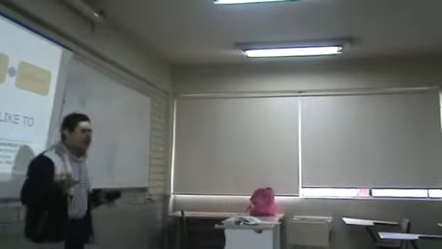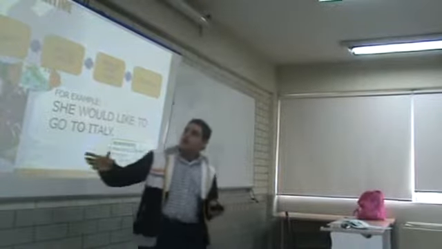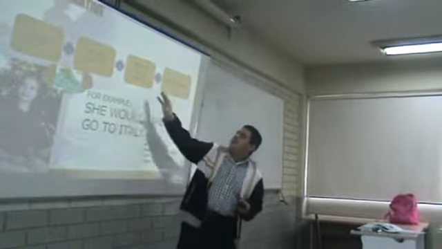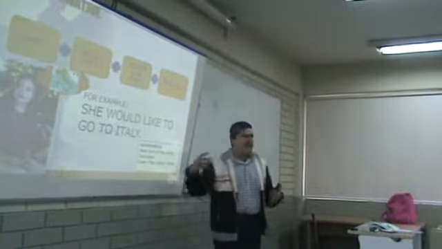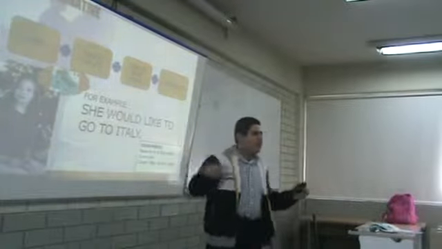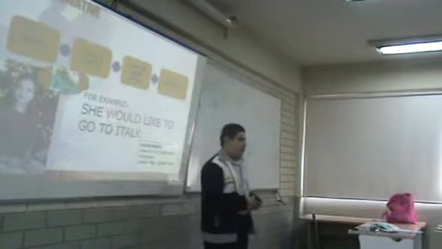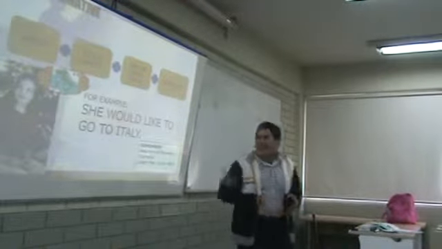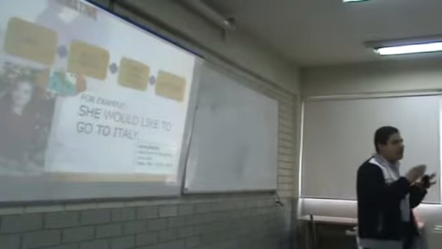As you can see, here the would like is also in affirmative form, and the structure is subject, would like to, verb in base form, and a complement, that is the activity that you would like to do. For example, she would like to go to Italy in the future, maybe, because he's German.